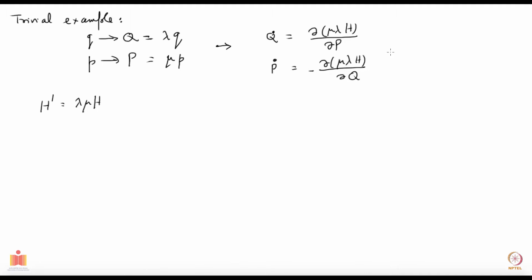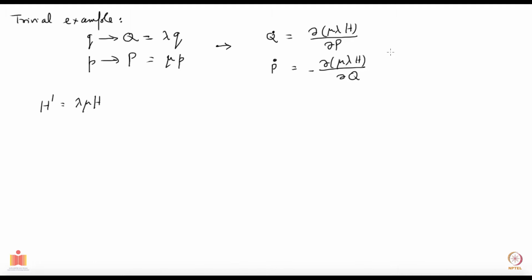Now we want to find a wider class of transformations that will give you the equations of motion in the Hamiltonian, in the canonical form. And if that is the case, then we can say that I can derive the equations of motion from the variational principle, from Hamilton's variational principle.